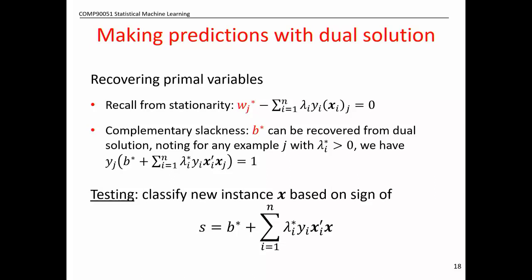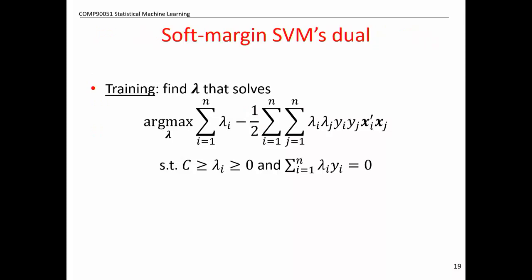So the point is, if I solve the dual, I can still make predictions like an SVM. And notice I could do this without ever actually writing the W down. I just substituted it in here. So the powerful idea is that I don't have to recompute the primal variables except for b. Training just involves finding a lambda that solves this.